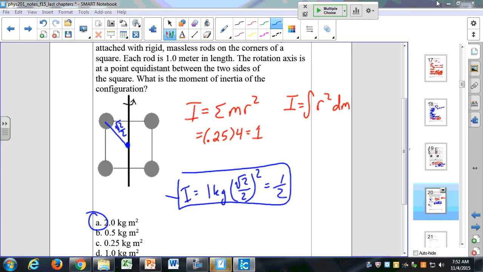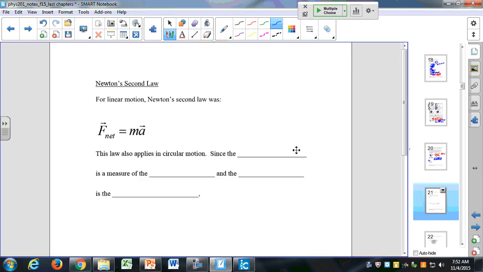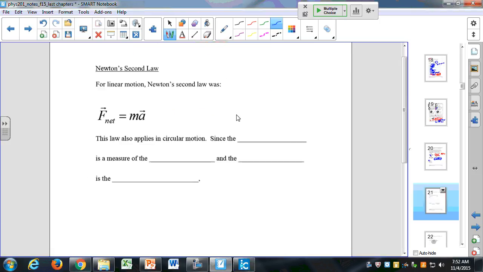All right. You will need to find the moment of inertia for a system. You'll have a discrete particle system like this, and then you'll also have rigid bodies. We'll do a rigid body problem soon. It might be next, actually. No, we're going to do Newton's second law. Wrapped up in Newton's second law will be finding the moment of inertia for a rigid body, as with angular momentum, which we'll see at the very end of this chapter.